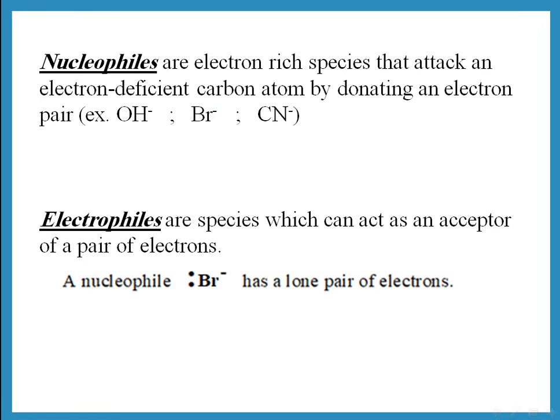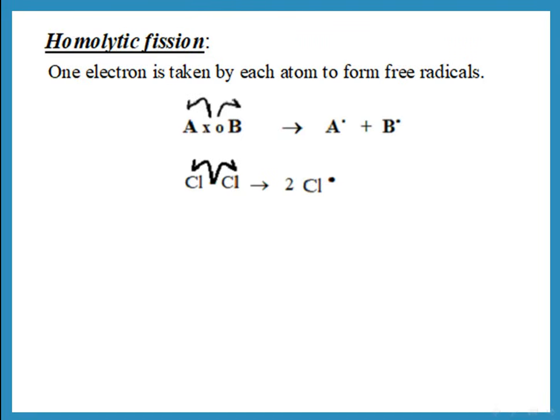Electrophiles are species that take a pair of electrons. So a nucleophile has a lone pair of electrons, while an electrophile has fewer electrons and can accept electrons from some. Another type of bond fission or bond breaking is homolytic.